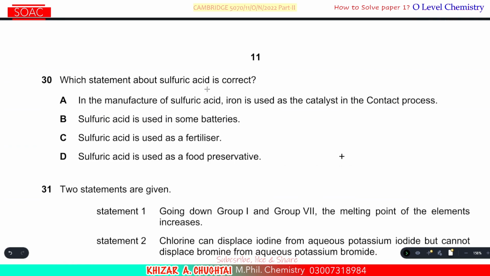Which statement about sulfuric acid is correct? In the manufacture of sulfuric acid, iron is used as a catalyst in the contact process.